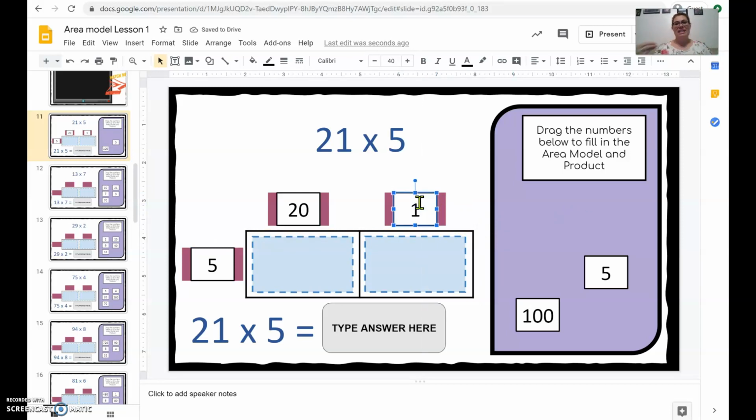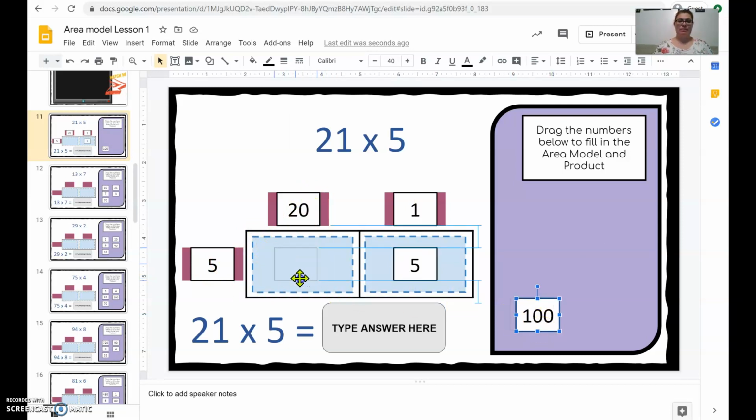So 21 times 5. So now I need to multiply. I'm going to take my smallest numbers first. So I'm going to do 5 times 1, and that would be 5. And then 2 times 5 is 10, and then bring down that extra 0. So that gives me 100. Okay, so I have 100.